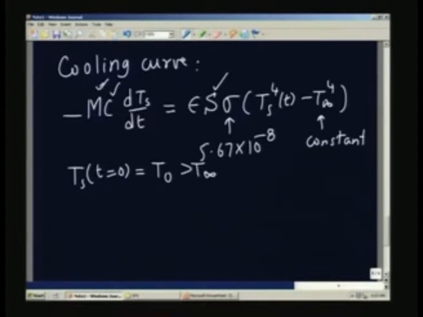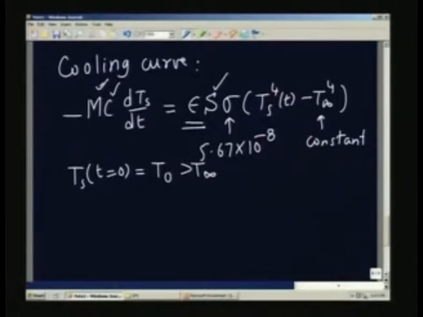The cooling curve will have a characteristic which is dependent on the magnitude of epsilon. If epsilon is small, the cooling rate will be very small, so it will take a long time for it to cool down, and if epsilon is large, it will cool down more rapidly. Therefore, the temperature variation with respect to time has the information about the emissivity. The curve has a specific dependence on the emissivity of the surface.